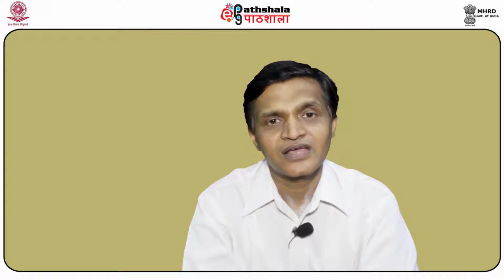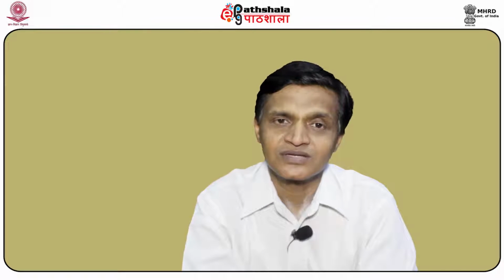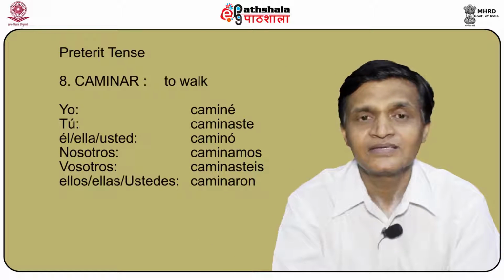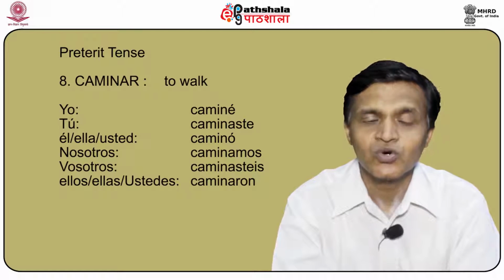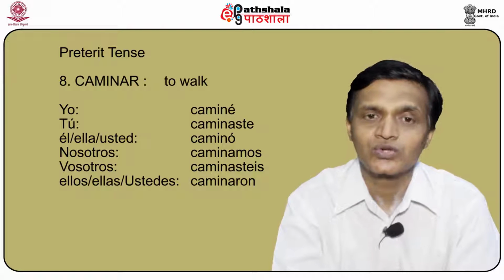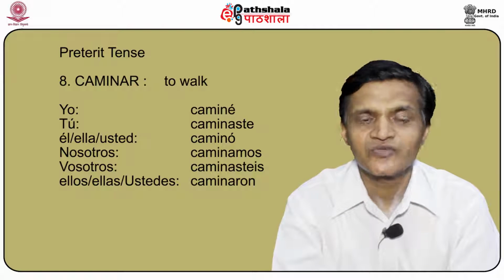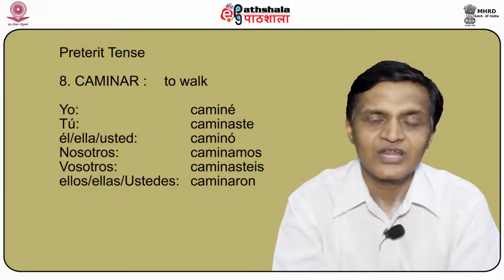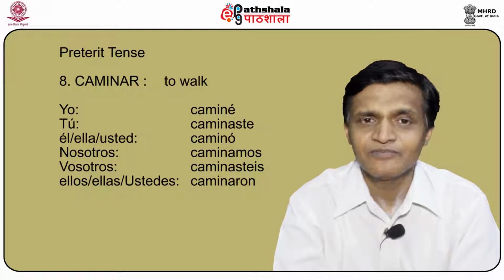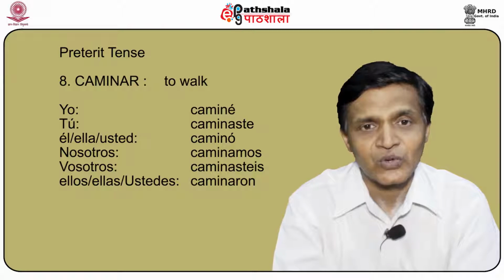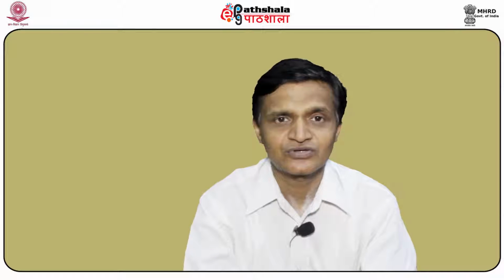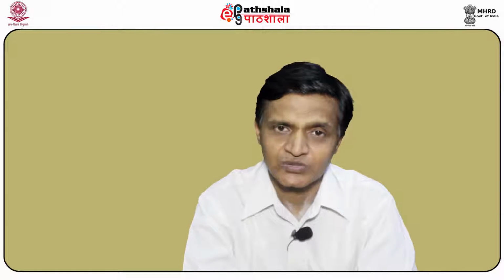Another AR ending verb which is conjugated in the same manner as all the AR ending verbs because it is a regular verb is caminar, which is to walk. Yo caminé, tú caminaste, él, ella, usted caminó, nosotros caminamos, vosotros, vosotras caminasteis, and ellos, ellas, and ustedes caminaron. So, I repeat, caminar in the preterite becomes caminé, caminaste, caminó, caminamos, caminasteis, and caminaron. It is very simple to learn all these verbs once you know how they are conjugated.